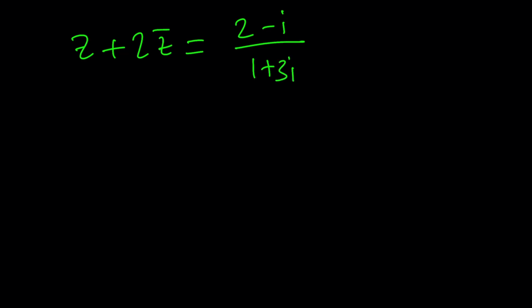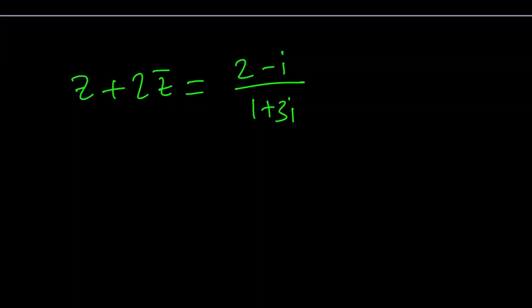Now I'm going to go ahead and take a look at this problem. So we have z plus 2z bar equals (2 minus i) divided by (1 plus 3i). The name of the book again is A First Course in Complex Analysis with Applications. So, how do you solve such a problem? First of all, we have a quotient on the right-hand side, which we can simplify, and it will be a really good thing to do. Let's go ahead and simplify it by using conjugates.